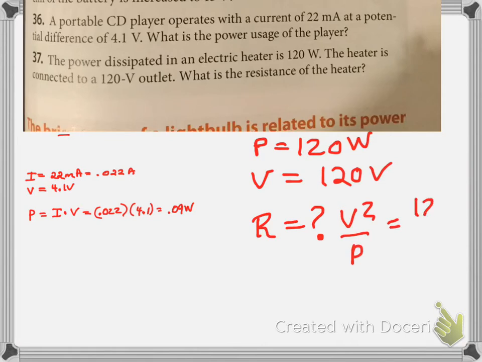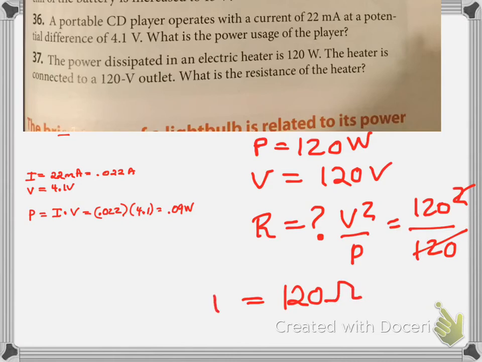Okay, so that'd be 120 squared divided by 120. So you can see one of those 120s is going to cancel, and I'm going to have a resistance of 120 ohms. And there you go.